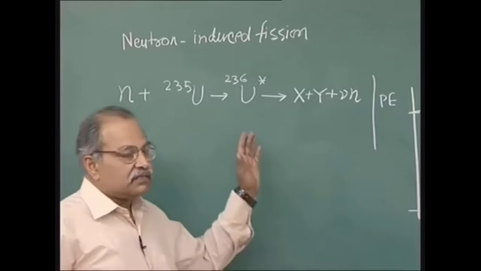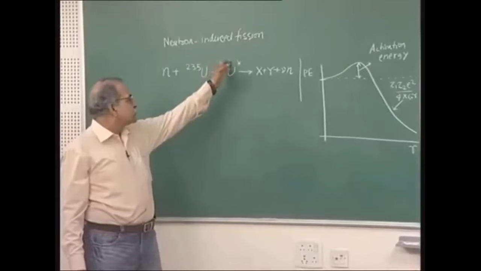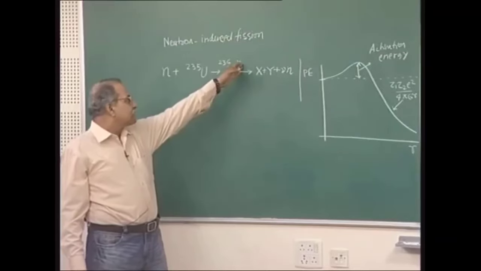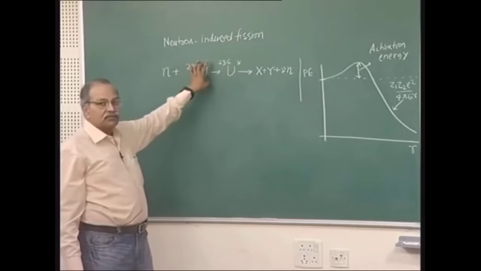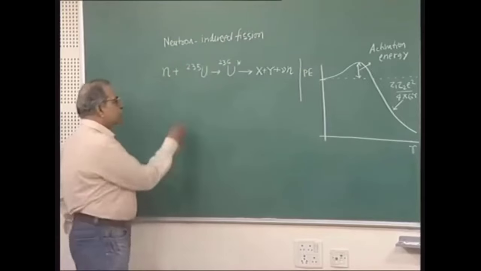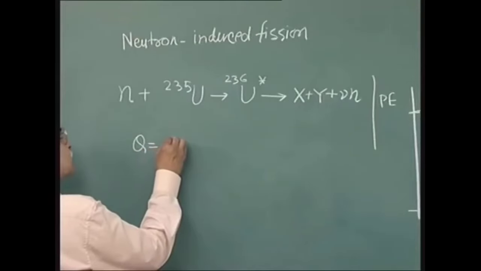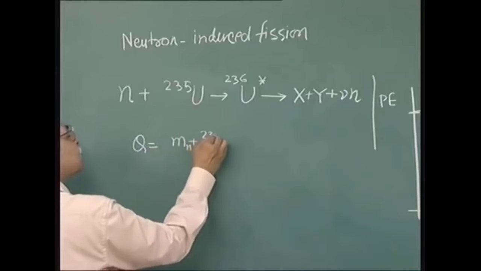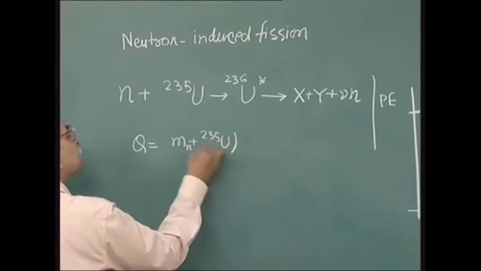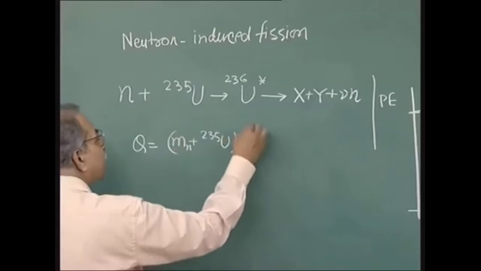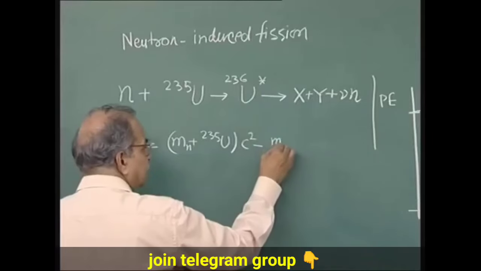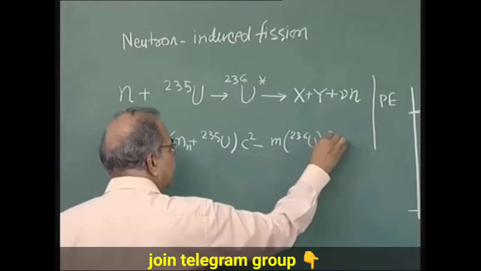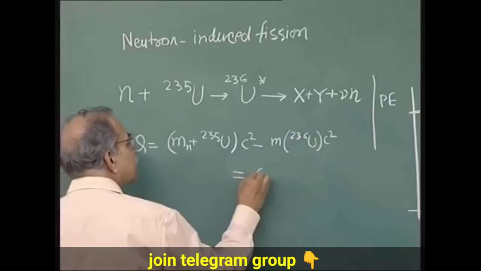Now, this uranium 236 nucleus which is formed is formed in an excited state. That is because if you work out the Q value of this reaction, that means the rest mass of the neutron plus the rest mass of uranium 235 times c squared, minus the rest mass of uranium 236 in the ground state times c squared, that turns out to be something like 6.6 MeV.